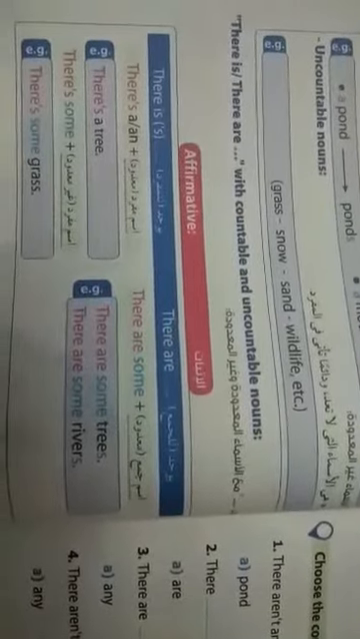Then there are. We use there are with a plural noun. Before the plural noun, we put some. There are some plus plural noun. There are some trees, there are some rivers.